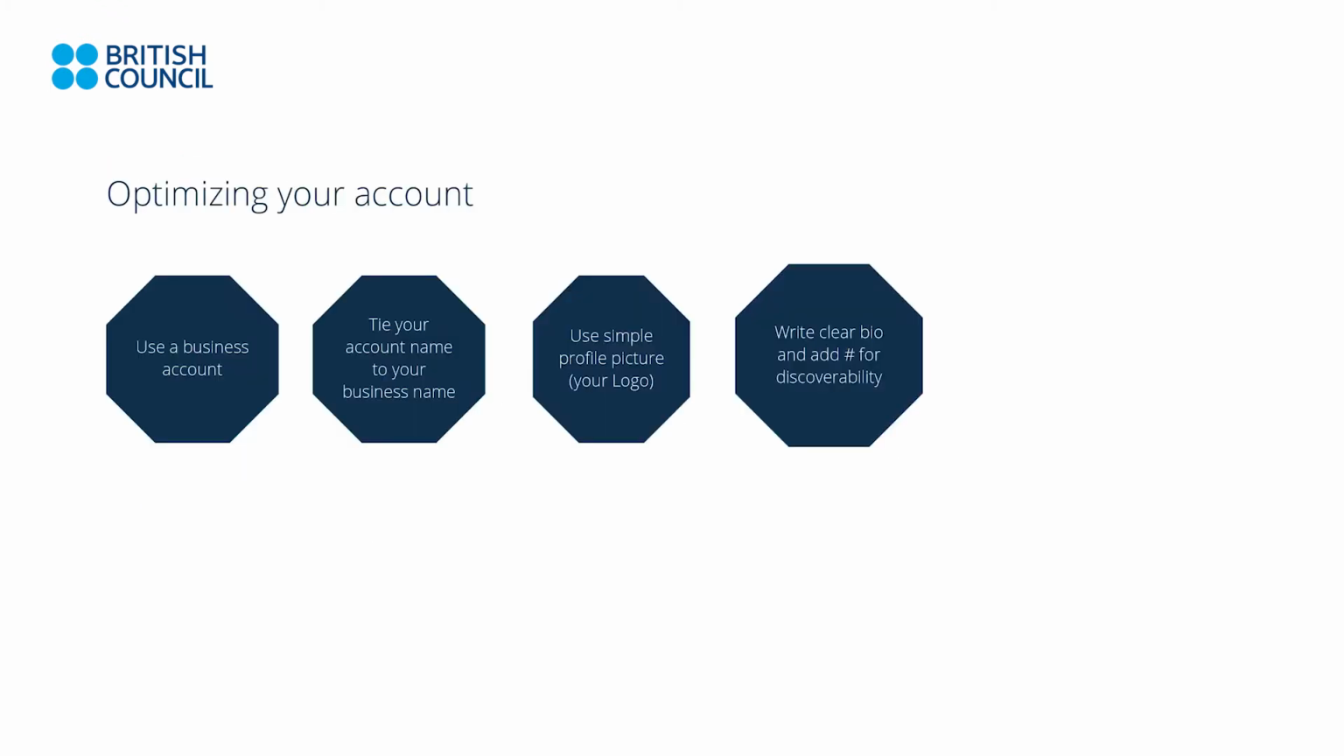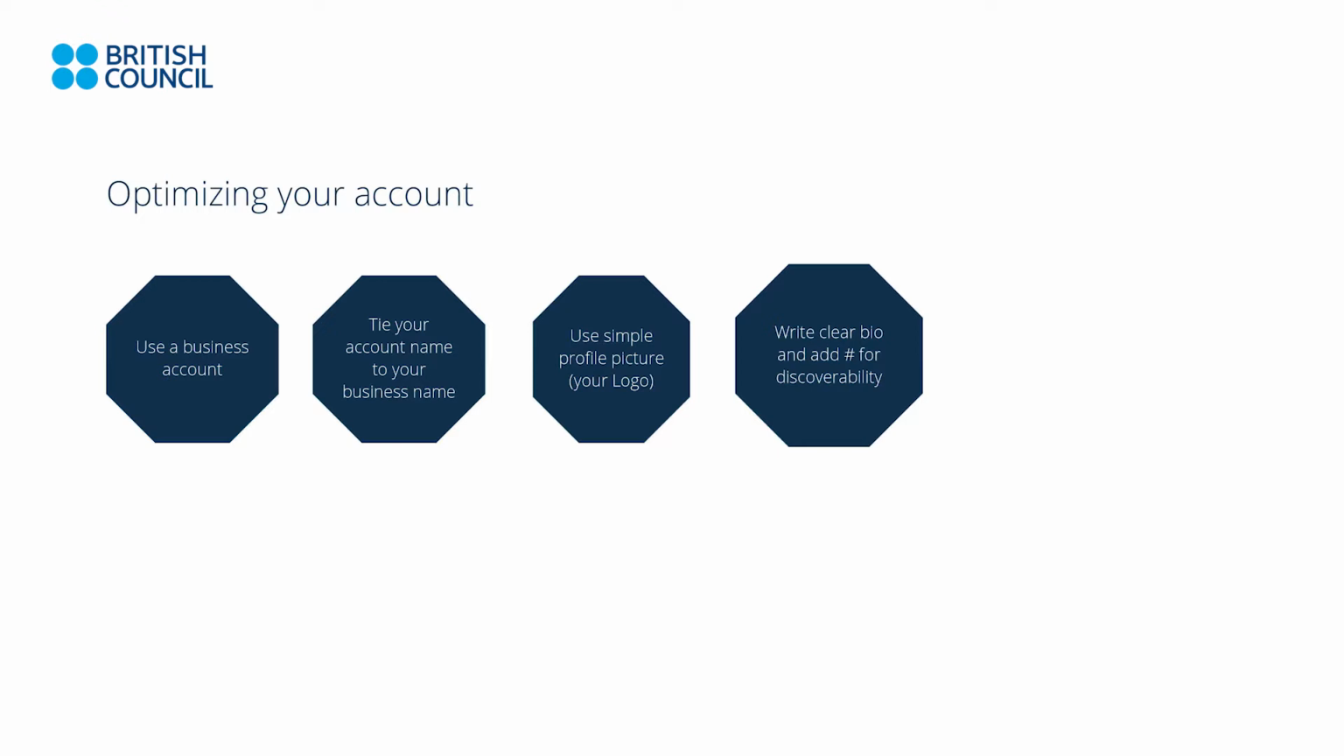When you set up your Instagram account, which is easy to do, just go to your Apple Store on your iPhone, or to the Play Store on your Android phone, and download the Instagram app. You can sign up with Facebook or create an account from scratch. But when you do have one, optimizing your account means you want to use a business account to start with. Don't go for a personal account, use a business account. You have more tools to play with.